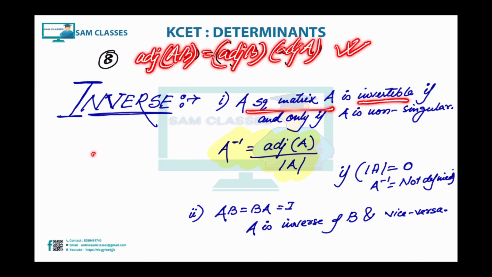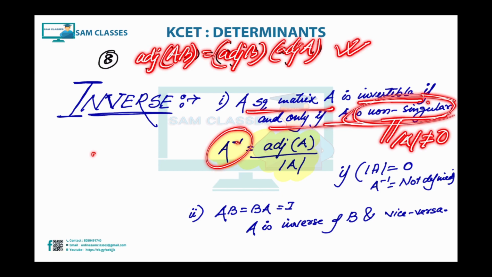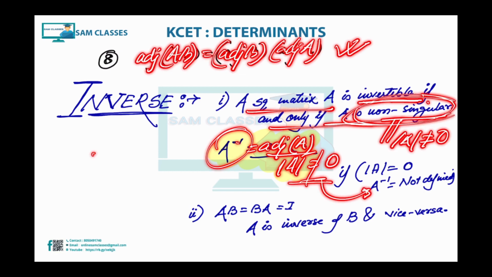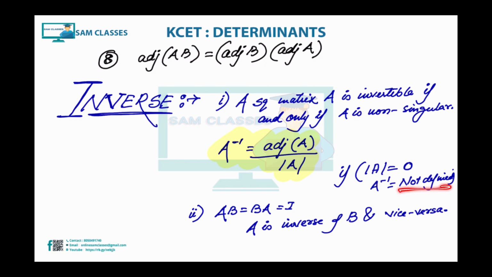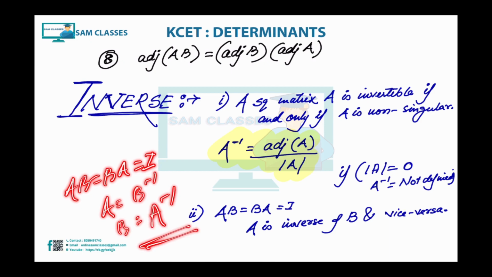If we have a square matrix, it is invertible if and only if A is non-singular. What do you mean by non-singular? It means the determinant value is not equal to 0. Because we know the inverse formula is adjoint of A by det A. So if the determinant value becomes 0, then it won't be possible, the denominator cannot be 0, so it is not defined. So it has to be non-zero, which means it is non-singular. Now if we have AB equal to BA equal to I, we can say A is the inverse of B and B is the inverse of A. Pretty simple.